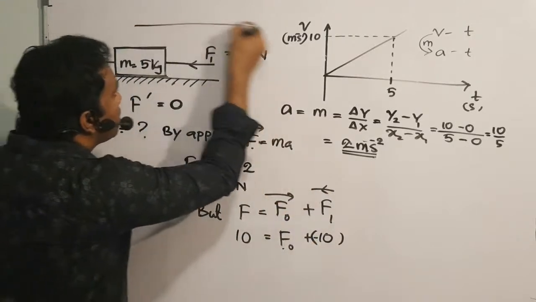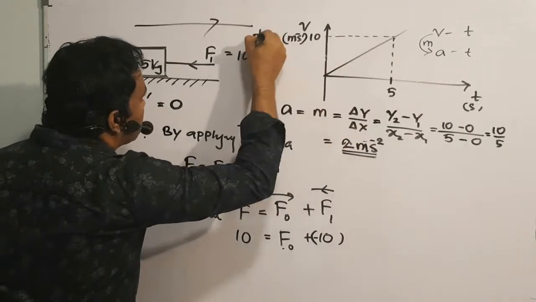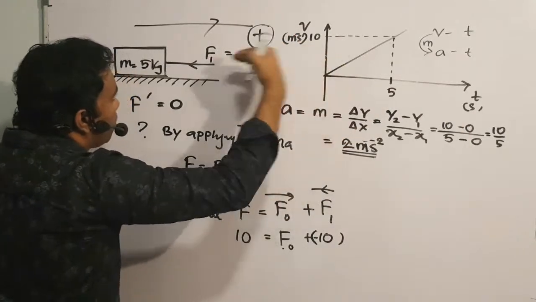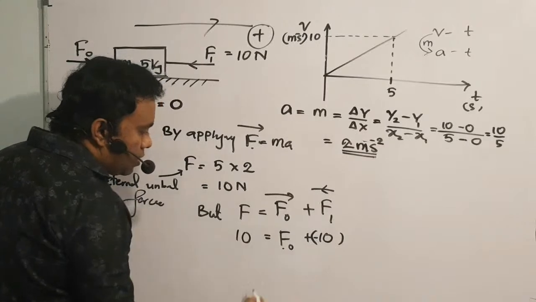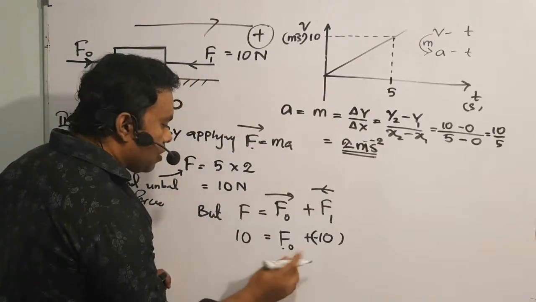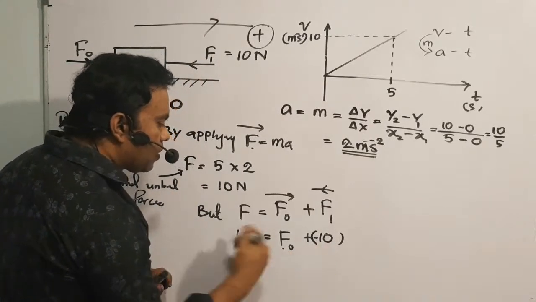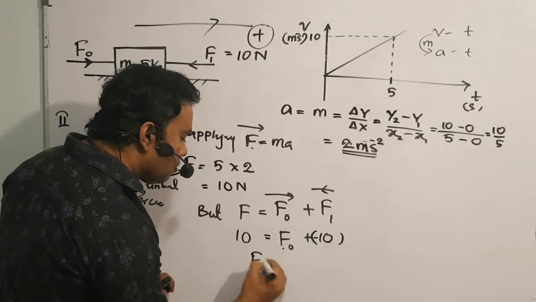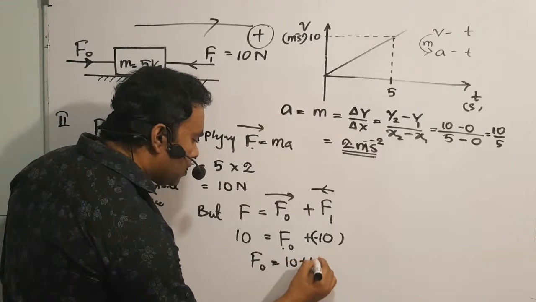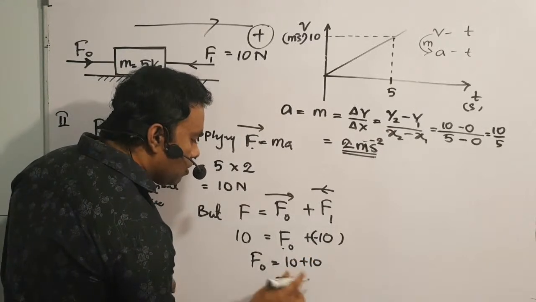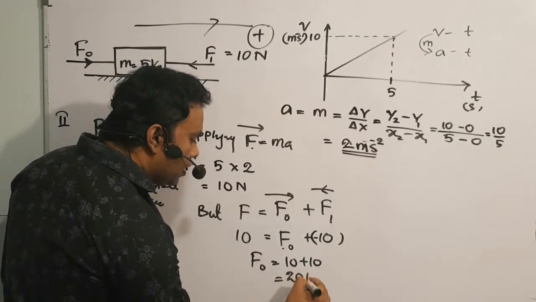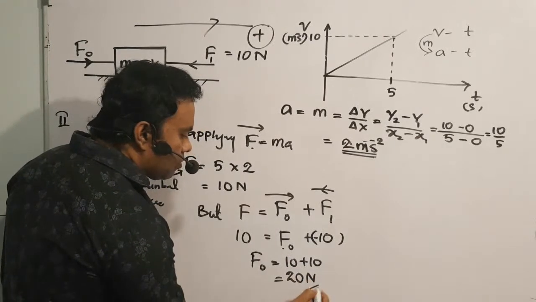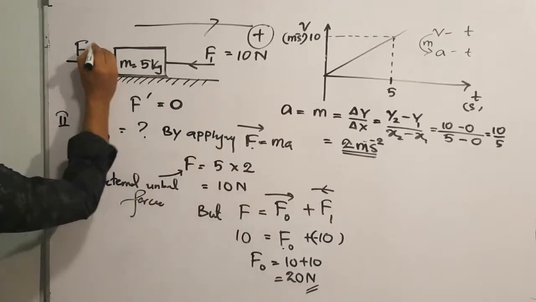Because you consider your right hand side as positive, opposite forces are considered as minus, because this is a vector quantity. So F naught equals minus 10 goes to the other side as addition. Then F naught equals 10 plus 10. So that's 20 newtons. F naught is 20 newtons.